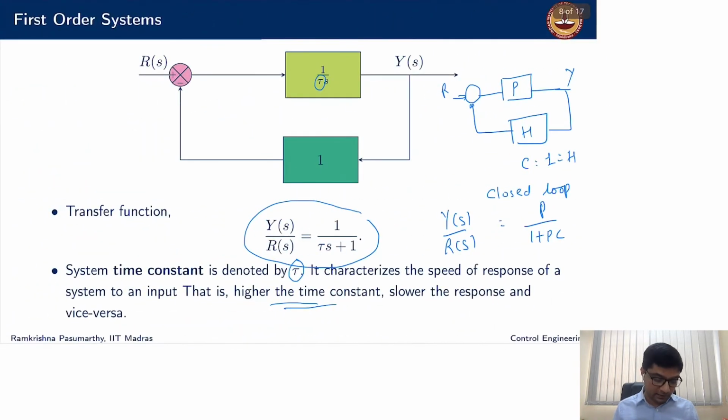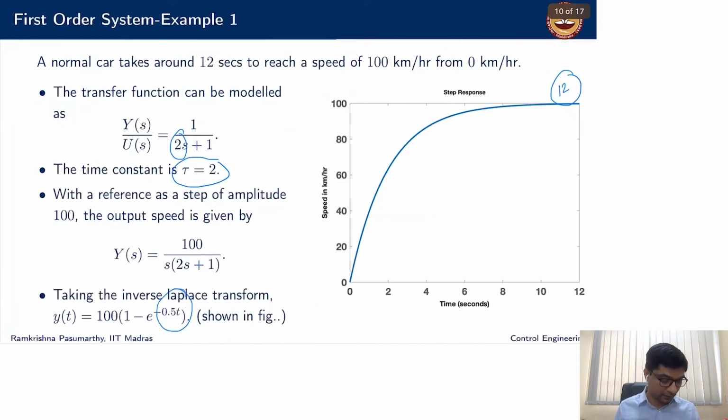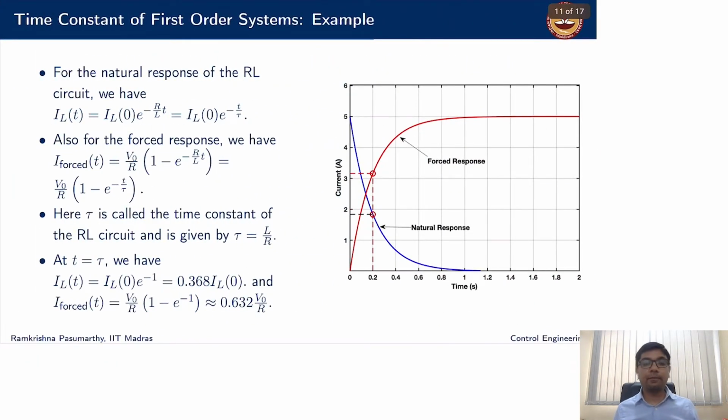And now we have a justification for this. A time constant of 2 took me 12 seconds, and a time constant of 0.5 took me 3 seconds. The higher the time constant, the slower the response, and vice versa. The lower the time constant, the faster the response. And this is the mathematical explanation of that. Okay, so now I know how systems respond to different signals, and it's not just a property of the reference; it's also a property of the system itself in the form of the time constant.